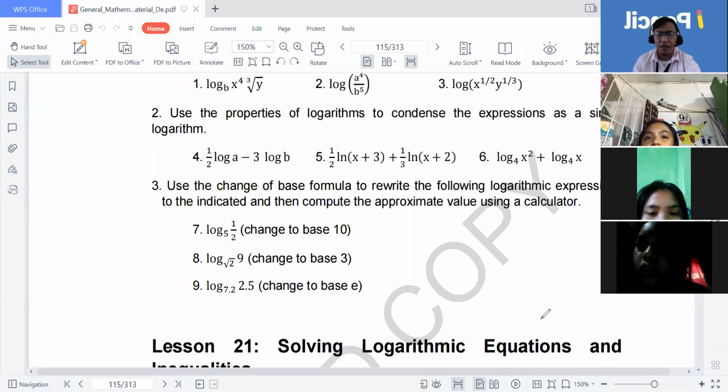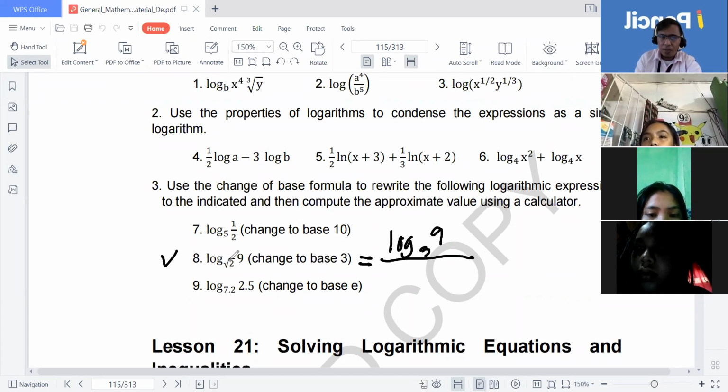7, 8, or 9? 8. So let us answer number 8. If we solve number 8, you change it to the base of 3. So it will now be log of 9, the base that you wanted to, base 3, all over log of square root of 2, base 3.